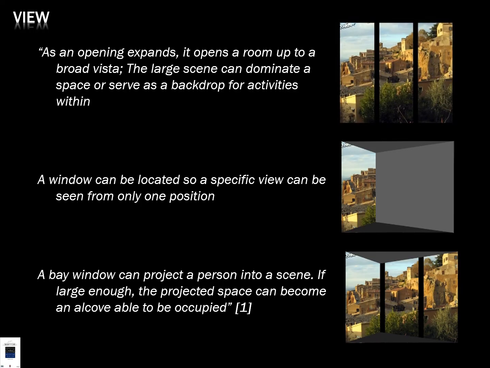So as you put larger windows in a wall, it opens up and expands the space, opens up the room to a broad vista. That scene can dominate the space, or it can serve as a backdrop for activities within. In the second image here, you can also have a private view by the placement of the window. And then the third image here, a bay window can create a space in itself to be occupied by a person.